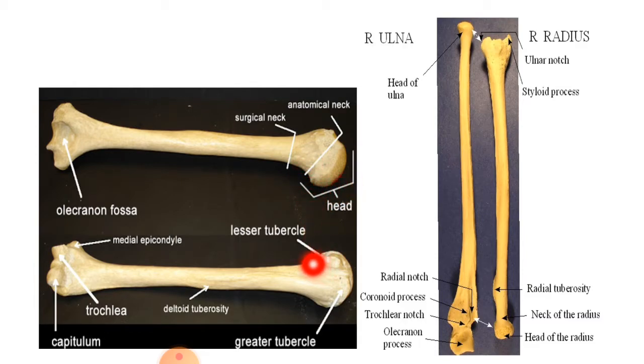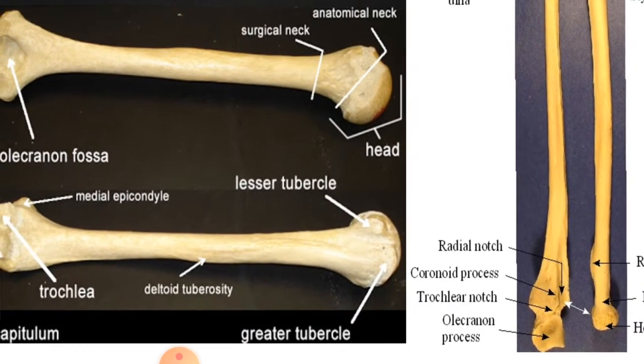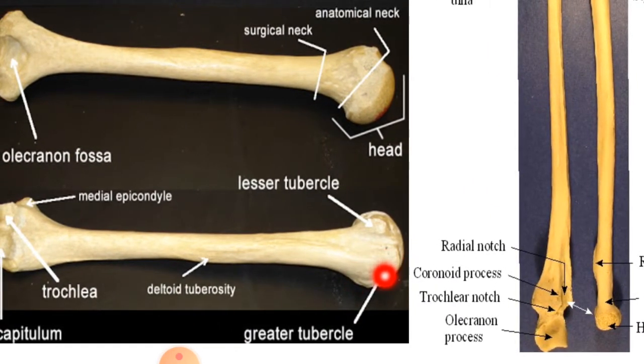Next are the lesser tubercle and the greater tubercle. Between them you can appreciate the intertubercular sulcus, or the bicipital groove. We call it the bicipital groove because the long head of the biceps brachii muscle runs in this groove.